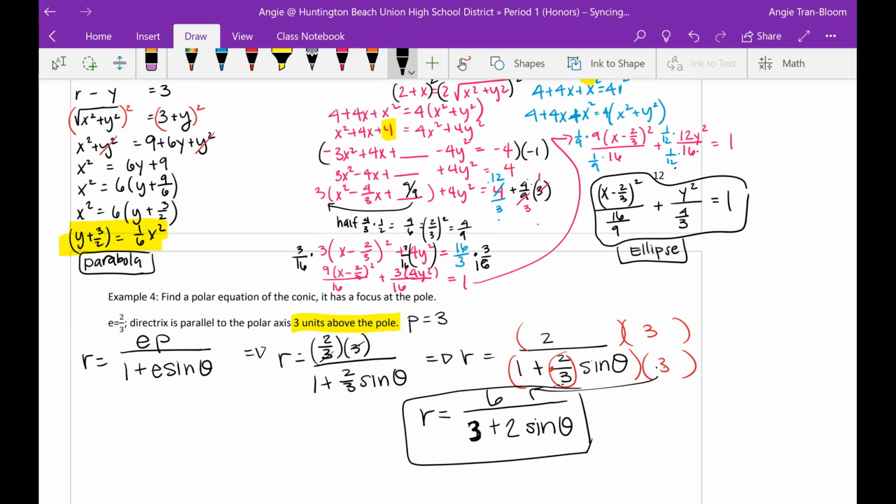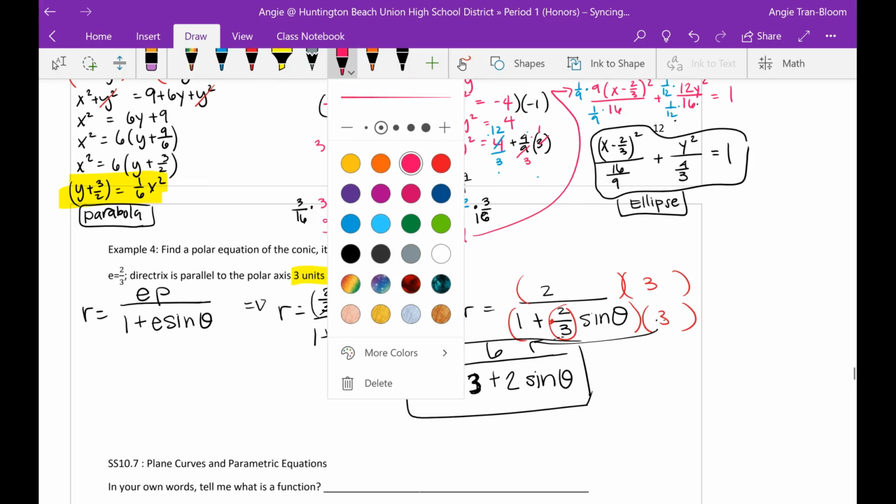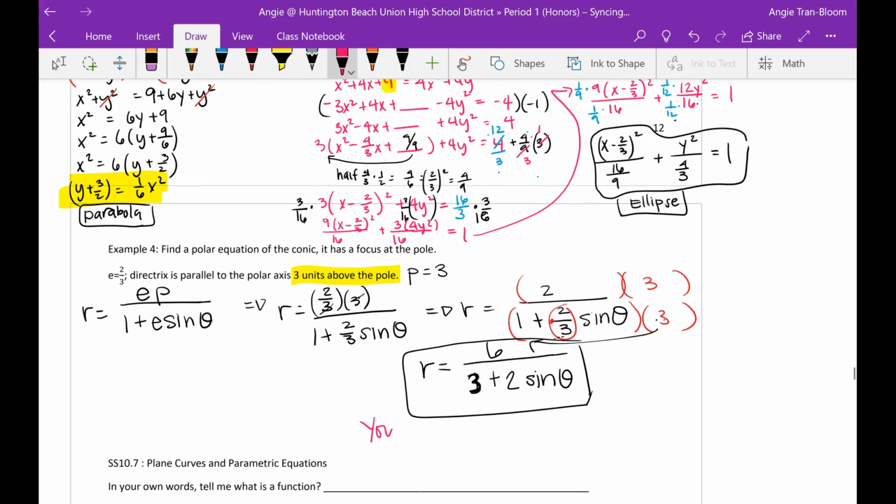So this is your final polar equation. And I'm going to spell this out: you must get rid of fractions over fractions. So if you have fractions over fractions, please clean it up.